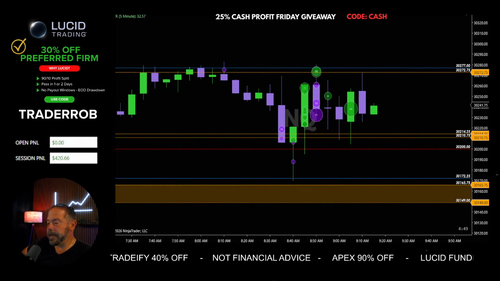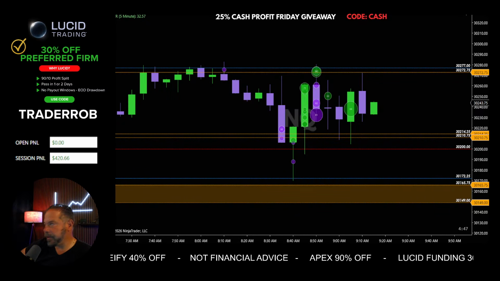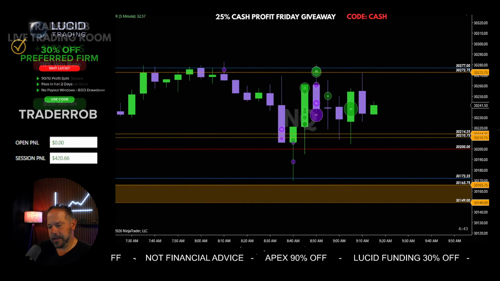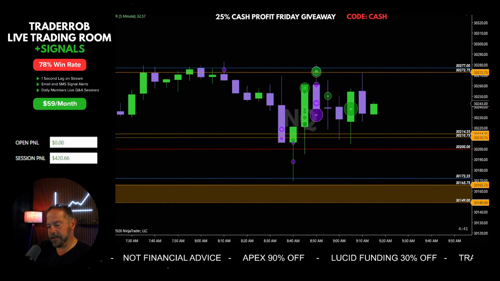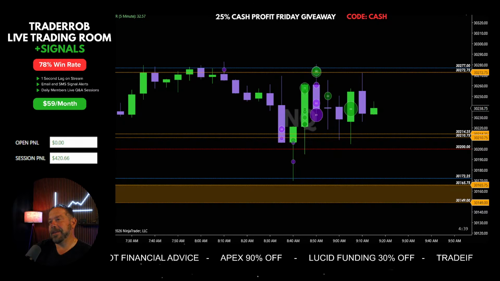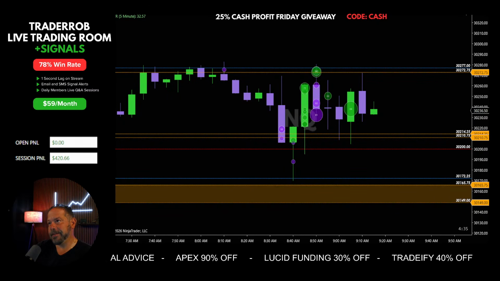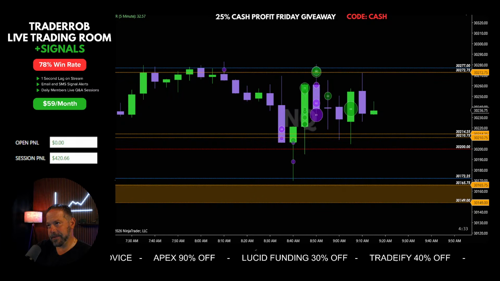Well, the 100K account, J-Loves, is a pretty good deal. I believe that one's 59 all in, including the activation. So, for the amount of drawdown you get, I do believe it's a pretty good option with Apex right now.